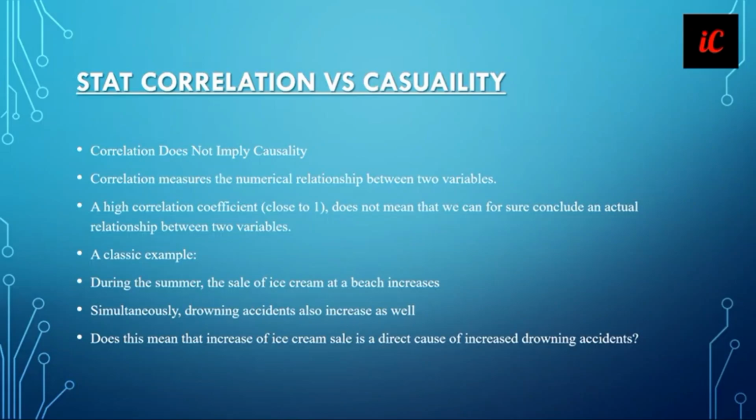the two variables. A classic example is that during the summer, the sales of ice cream at the beach increase. Simultaneously, drowning accidents also increase. Does this mean that the increase in ice cream sales is the direct cause of the increased drowning accidents? No, that doesn't mean that. But we should show the relationship, what similarity exists. So that is what is called correlation.